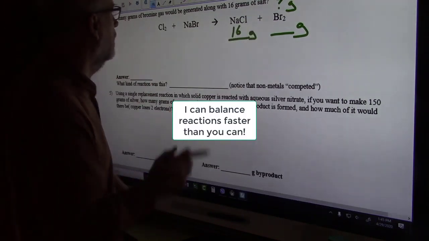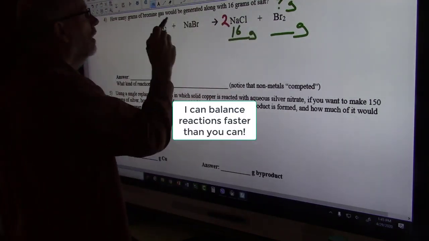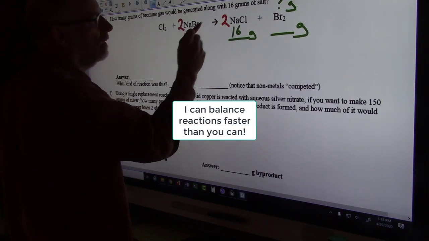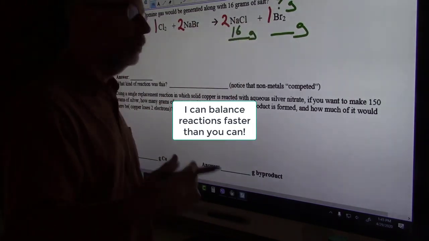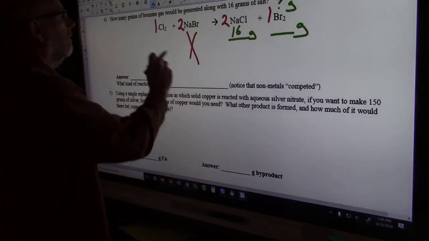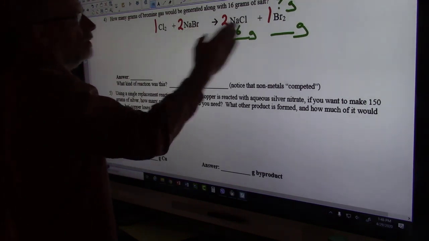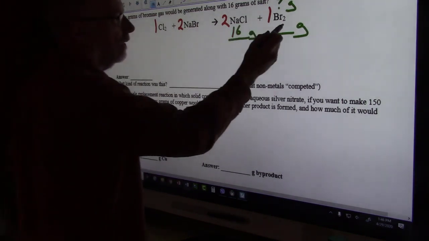All right. Let me balance it. 2 Cls, 2 Cls, 1 Na, 2 Nas. Oh, I need a 2 here. 2 Brs, 2 Brs. It's good. We have a 1 to 2 to 2 to 1 mole ratio. I don't have to bother with anything over here, and I'm going to focus on this side over here. I need to get the grams of this.